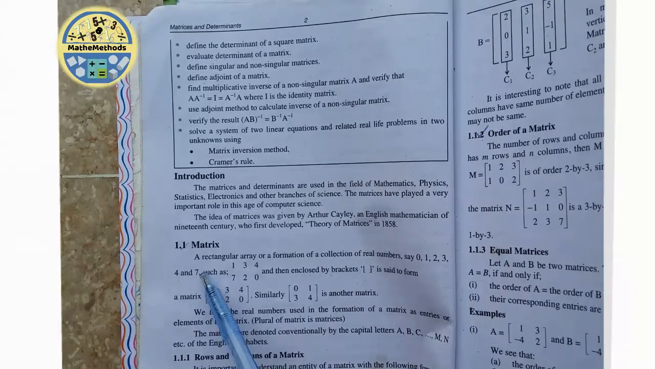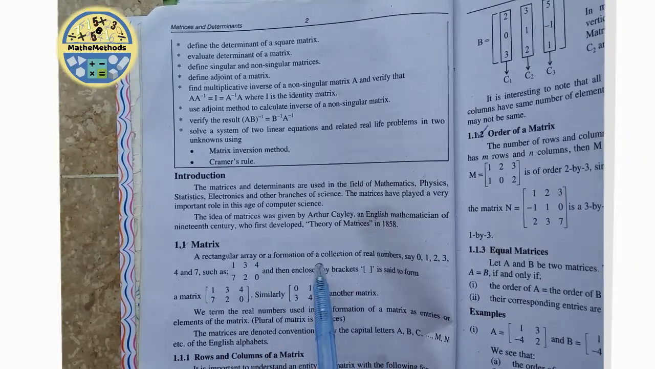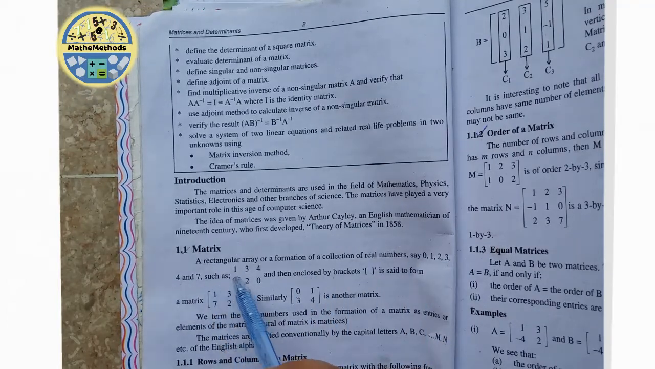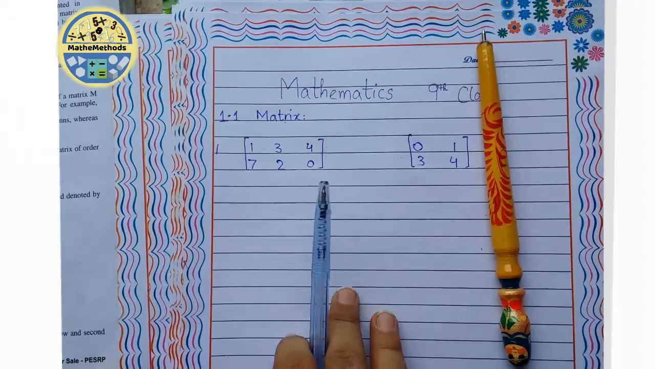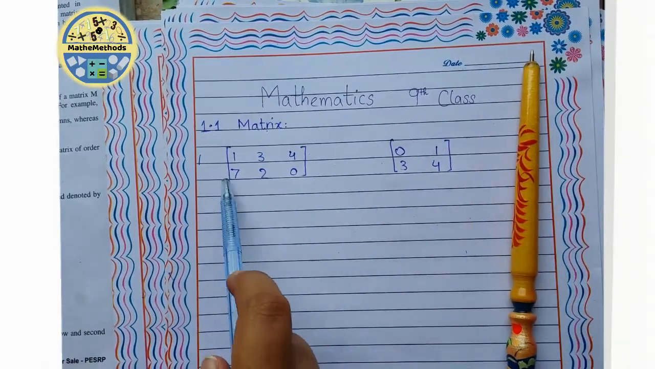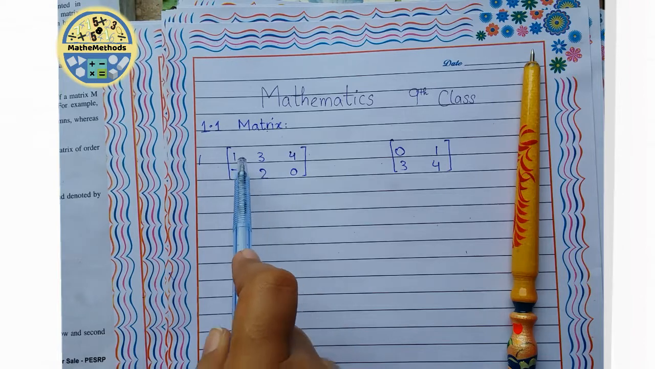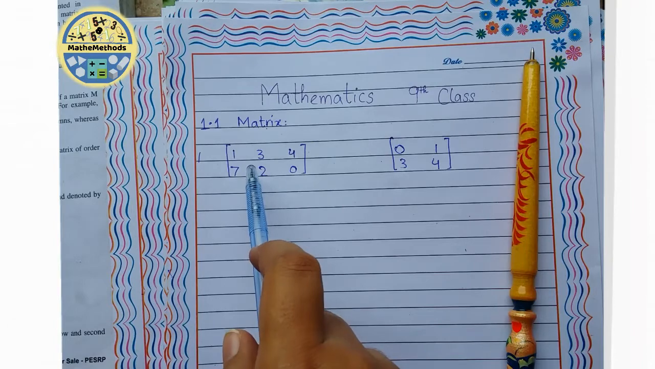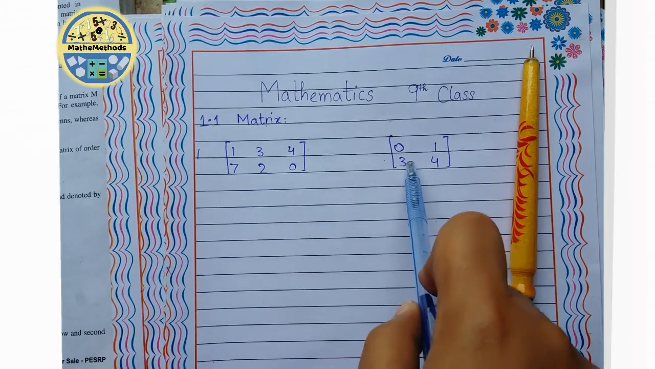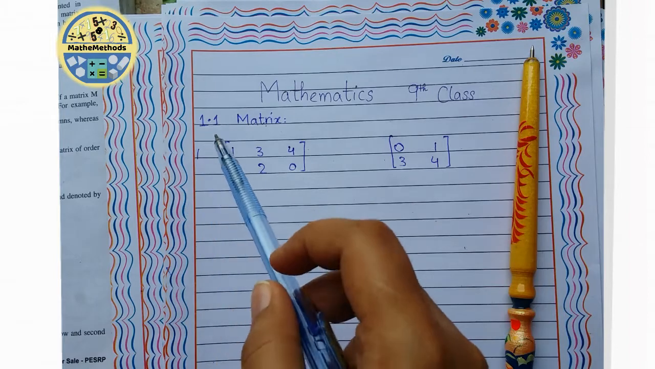Matrix. Basically a matrix is an array or formation of a collection of real numbers, say 0, 1, 3, 4 and 7, such as this, and then enclosed by square brackets, is said to form a matrix. Similarly, this is a matrix. For example, we have real entries and we want to make a matrix. So we write them in an array form and then enclose them by a bracket, and then we call them a matrix. For example, this is a matrix and this is a matrix.